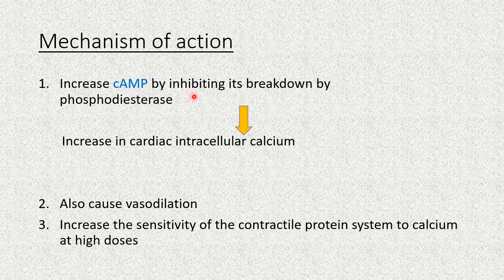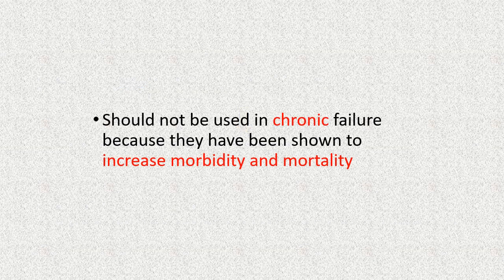They increase cyclic AMP by inhibiting its breakdown by phosphodiesterases, leading to increase in cardiac intracellular calcium. They also cause vasodilation, and they will decrease afterload, and they increase the sensitivity of contractile protein system to calcium at high doses, and this was an important factor for the normal contractility of the cardiac muscle. We discussed it earlier. They should not be used in chronic failure because they have been shown to increase the morbidity and mortality. And the only positive inotropic drug used in chronic heart failure is digoxin.